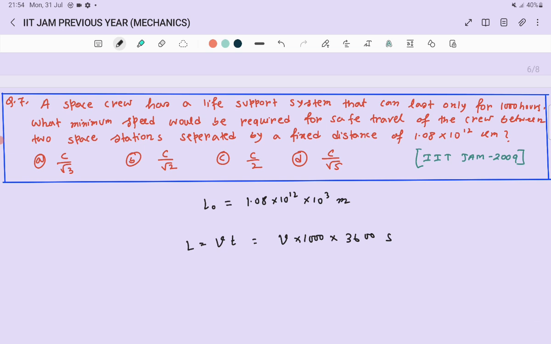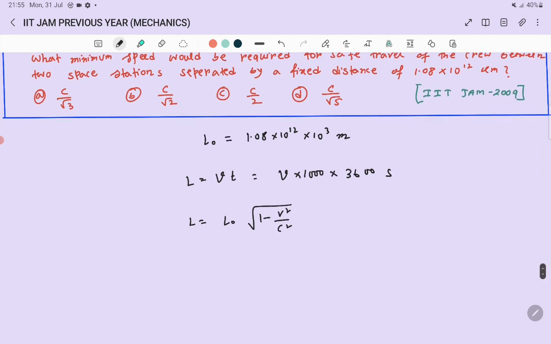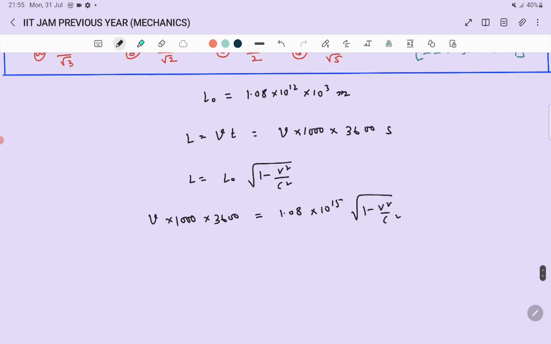Now you know the relation between L and L naught, that is L is equal to L naught into root over 1 minus v square by c square. Now what is L here? L is v into 1000 into 3600, equal to L naught, means 1.08 into 10 to the power 15 actually, root over 1 minus v square by c square.